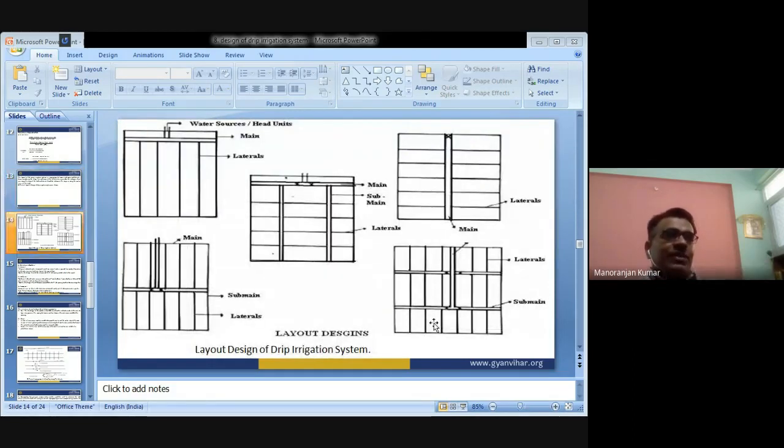Different layouts of the field are shown here, just for reference purposes. This is the main line, this is the lateral. Here, this is the main line, this is the submain, and on both sides of the submain there will be laterals. In this way, different layouts are there.